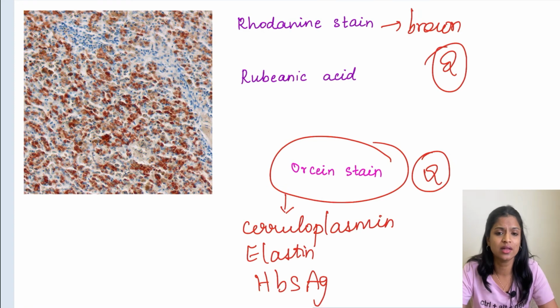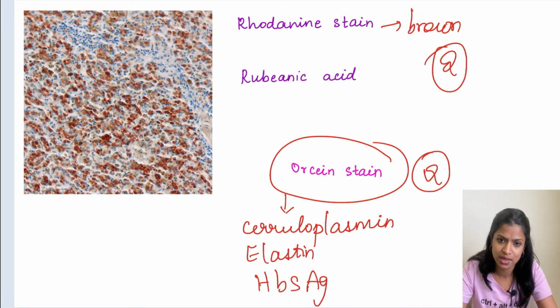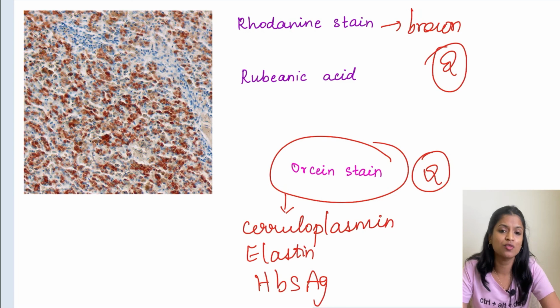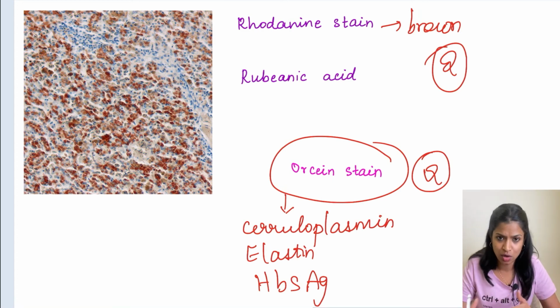So whenever they are mentioning a Perls' Prussian blue reaction in the history, it means they are mentioning iron pigment, hemosiderin. Whenever they are giving a rhodanine stain, a brownish colored appearance on a special stain, then they are talking about copper pigment. Whenever they are telling about Fouchet stain or a cholestatic kind of history is given, they are speaking about bilirubin. So all of these come under the differential diagnosis of each other.